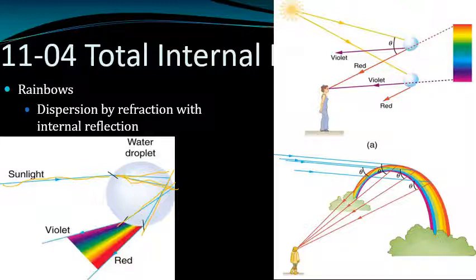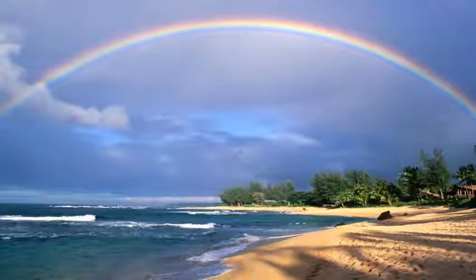So if you want to see a rainbow when it's raining, look the opposite direction of the sun and you will see a rainbow. That means the sun is behind us when we're looking at this.